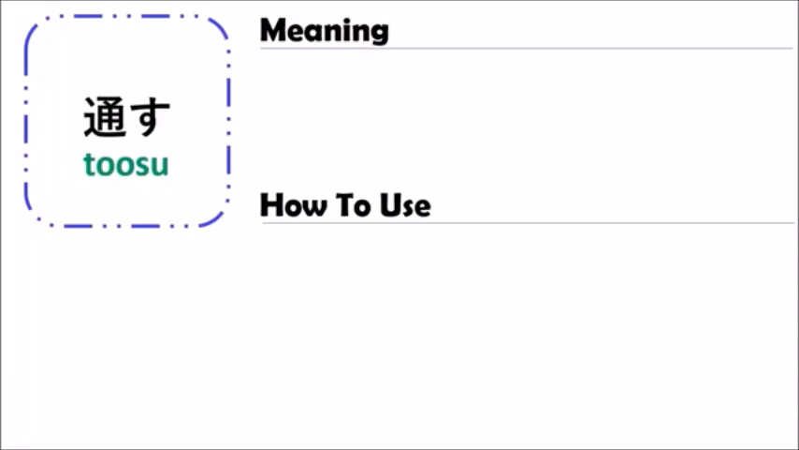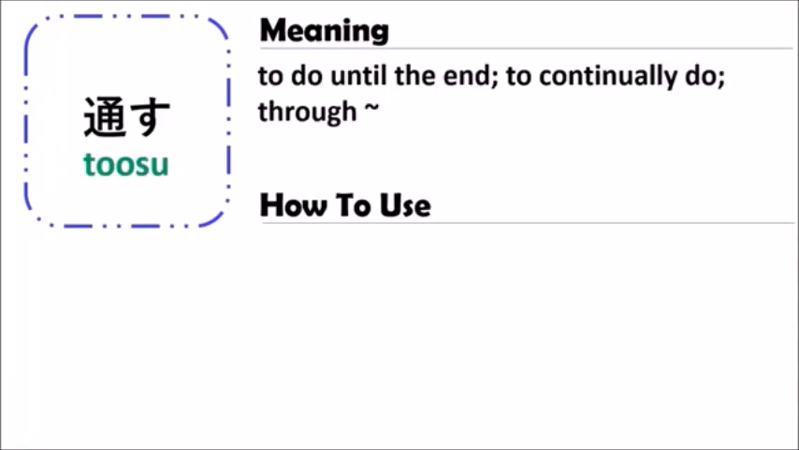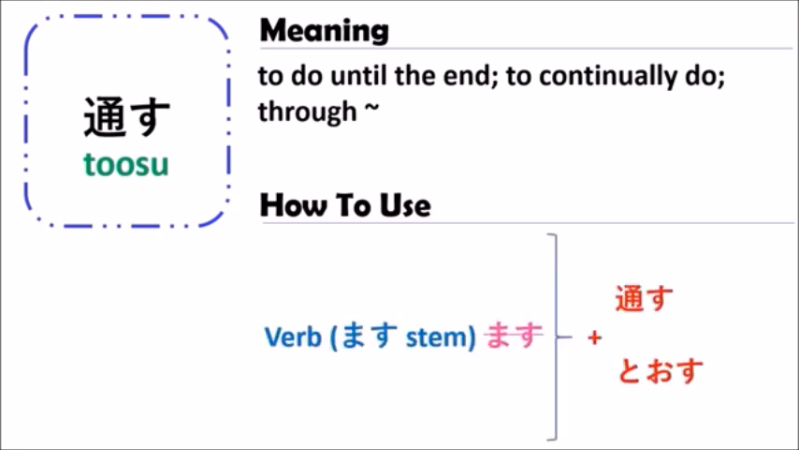The grammar of tosu has the meaning of doing something until the end, continually doing or throwing something. In Japanese, when you use the grammar of tosu, you can use the verb only, but you should change the verb to the stem form. That means you should change the verb to the masu form and cut out the masu as you see here.